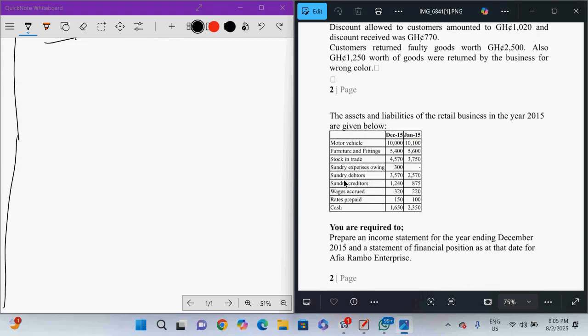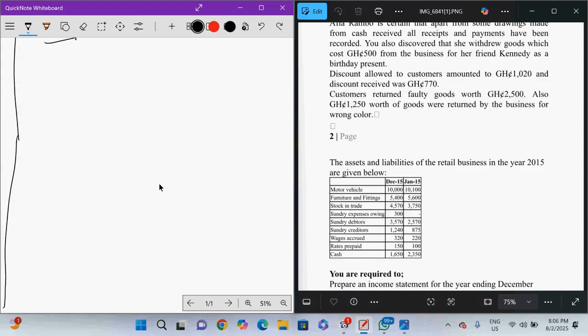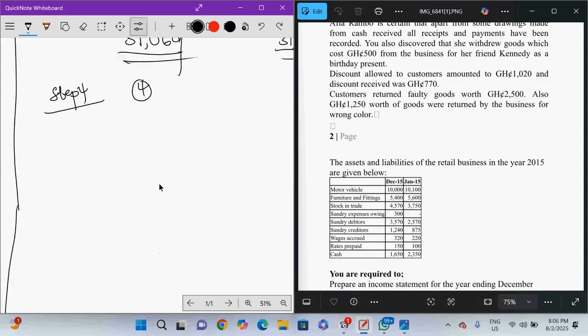Right. So we have what? For the expenses, wages accrued, right? Rate prepaid, sundry expenses owing. So the owing is accrual, right? Wages accrued, accrual. Rate prepaid, that is a prepaid. So we have 3 expenses with prepays and accruals.